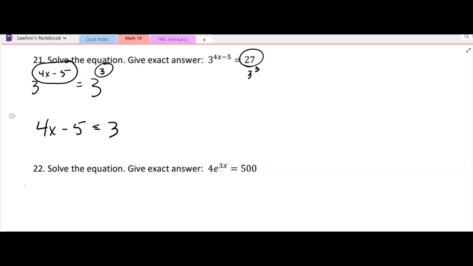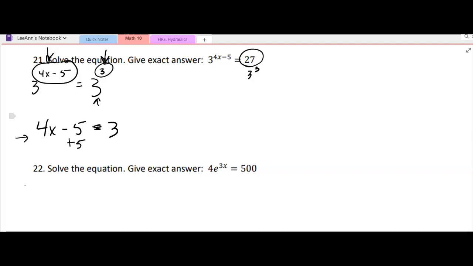You're not doing anything to both sides of the equation. You're using this idea of one-to-oneness. If you have 3 to some power and it equals 3 to some power, those powers have to be the same because the bases are the same. So you're pulling those powers out and making a new equation where you're setting the powers or exponents equal to each other. Now, this is linear. With that, we can solve.